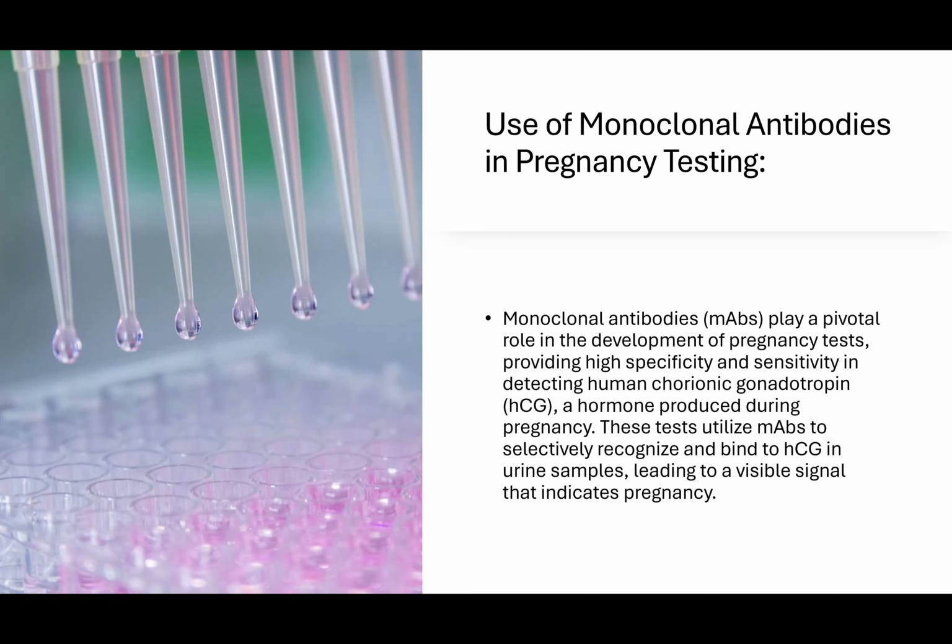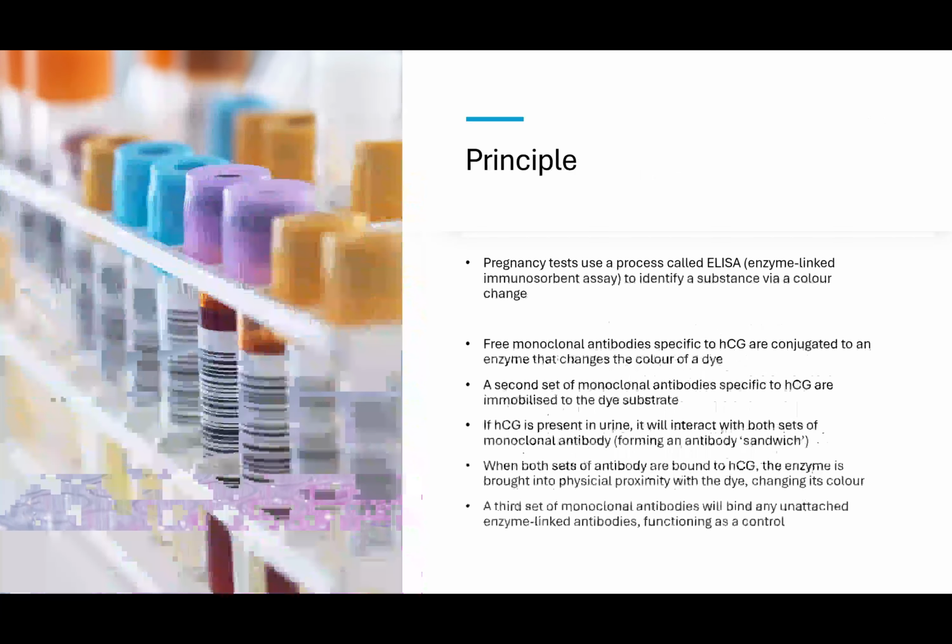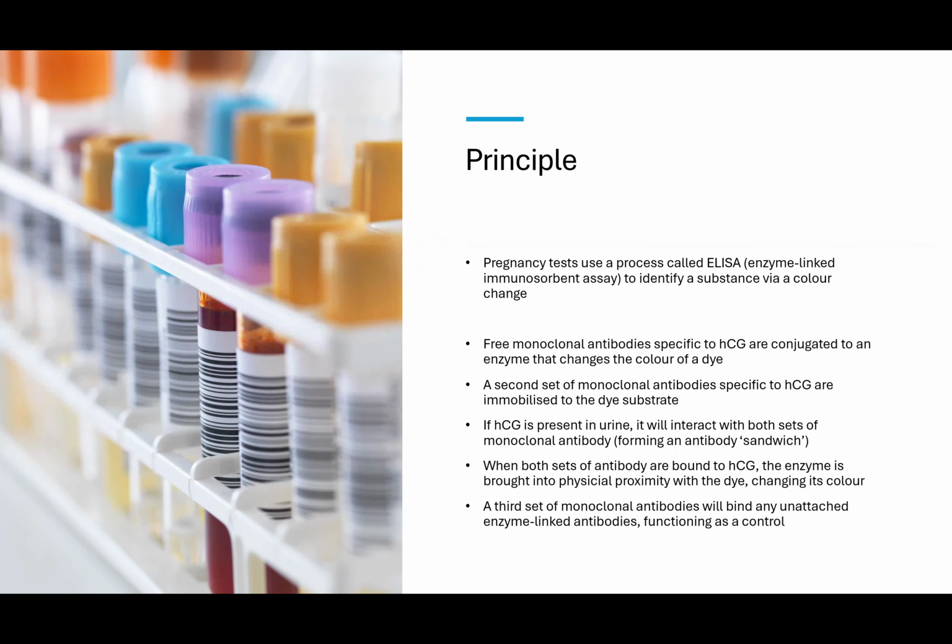So it's usually present within urine samples, leading to visible signals on pregnancy tests. So the general principle: it uses ELISA, as I stated before, enzyme-linked immunosorbent assays. So it's basically a type of chromatography, because they use an immunosorbent. Unit 2 students of chemistry would have understood what a sorbent is and stuff like that. So it's generally the same thing.